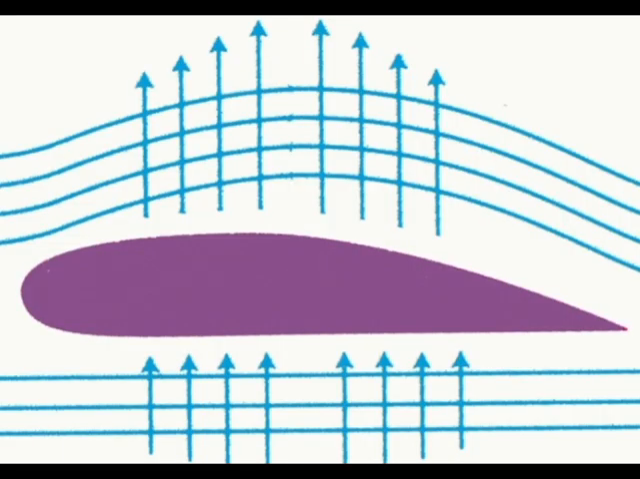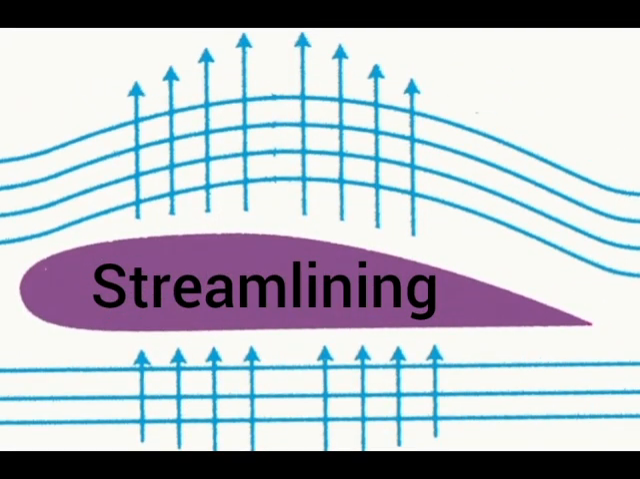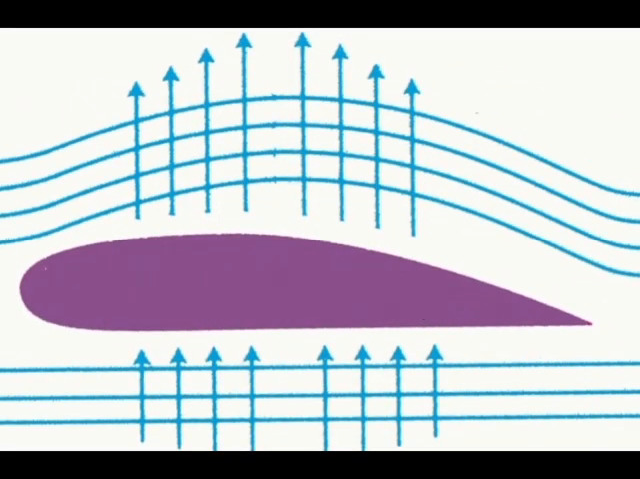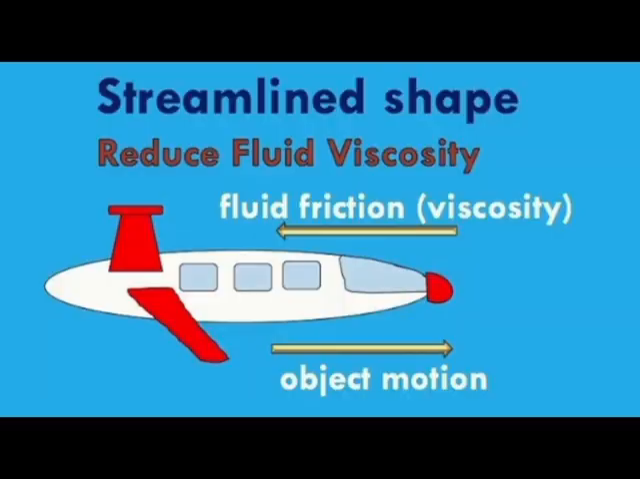What do you observe from this picture? Do you see a shape? Yes, right? So, shaping for reducing friction. For reducing friction, we shape the objects, and this process is called streamlining. The streamlined shape reduces the fluid resistance.